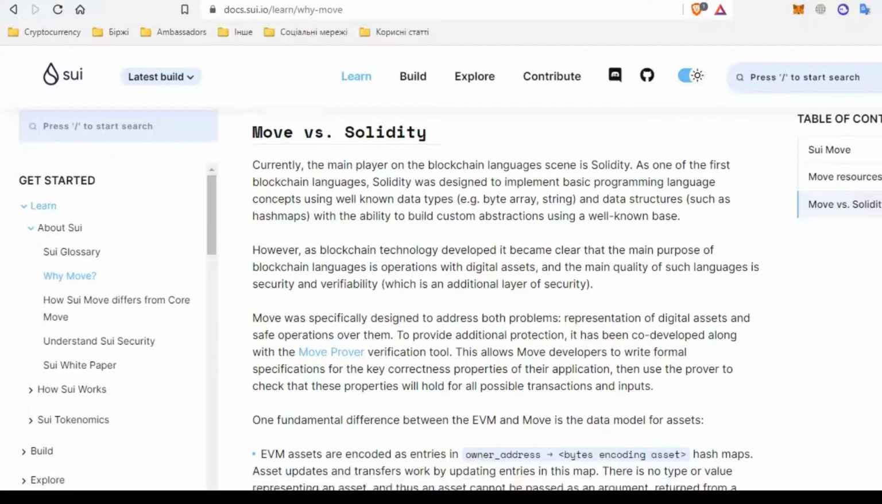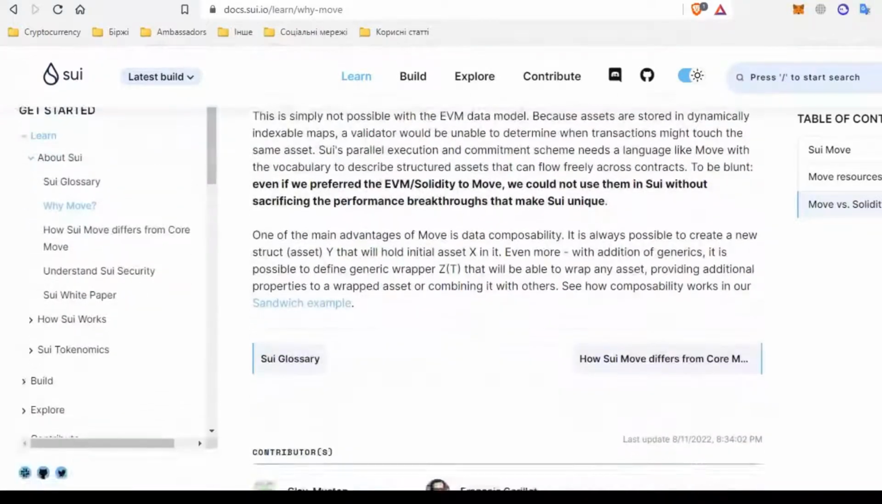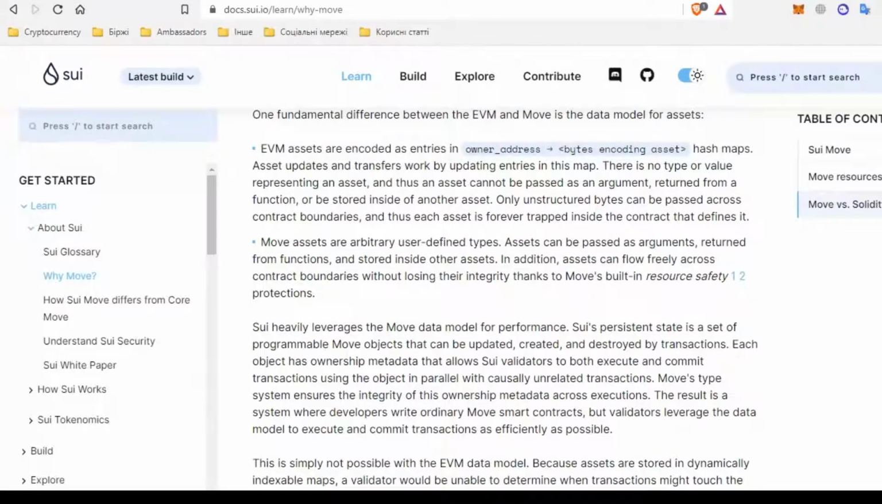Features of the Mu language. Mu was created to close the existing problems of the Solidity language, namely the interpretation of digital assets and secure operation with them. A special tool was also developed that checks the written code and at the same time provides excellent additional protection, the Mu prover. This greatly helps developers to write formal specifications for the key correctness properties of their application and then use validation to verify that these properties hold for all possible transactions and inputs.